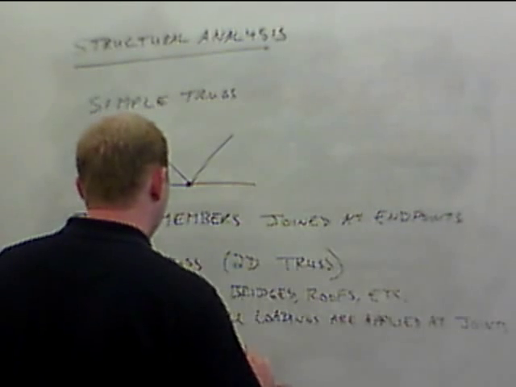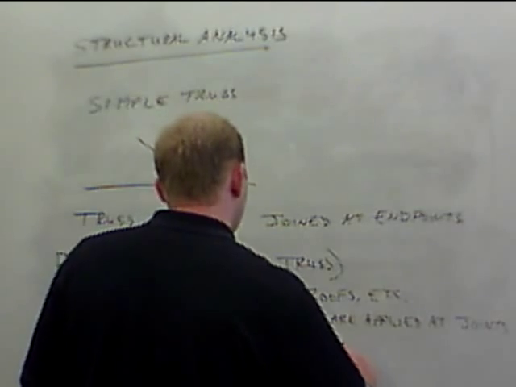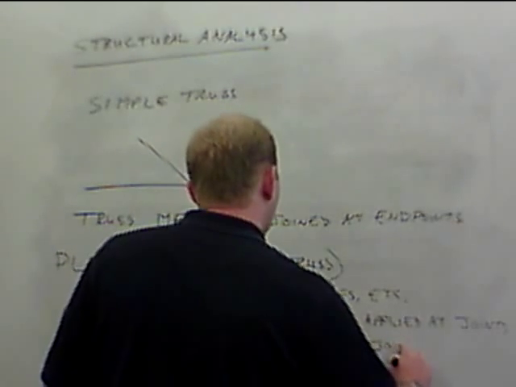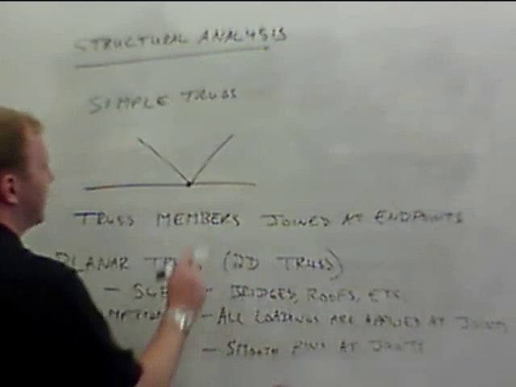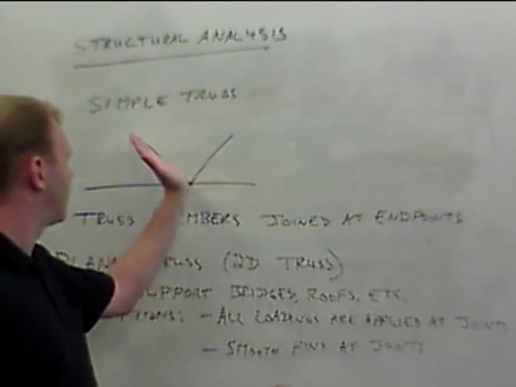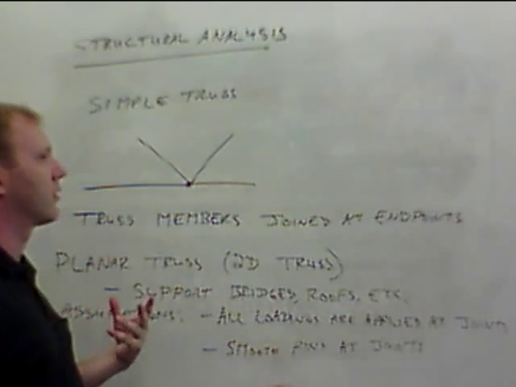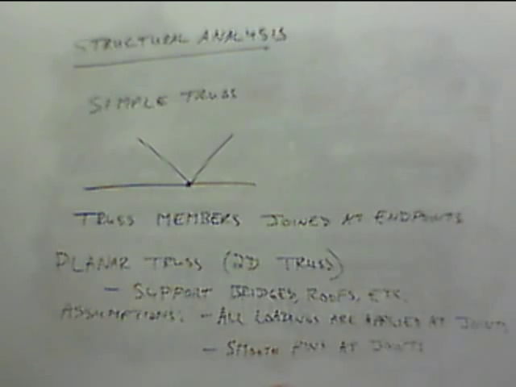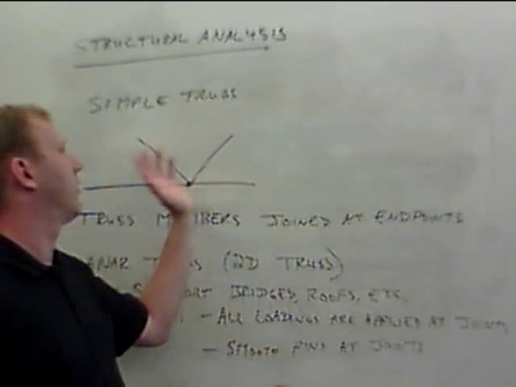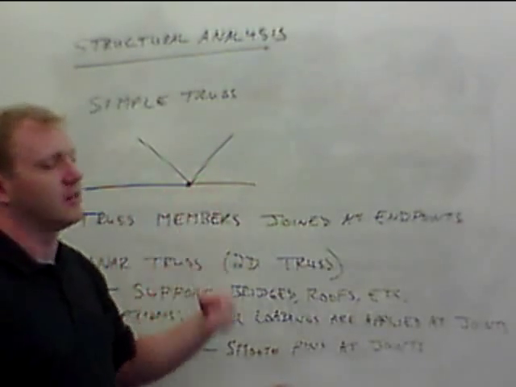The other assumption we do make is smooth pins. They're smooth pins at each of these joints. The idea there is that these beams tend to be thin and straight and don't support moment very well. So we're going to assume that they are free to move however they want, and we have to support it using only tension and compression in these beams.